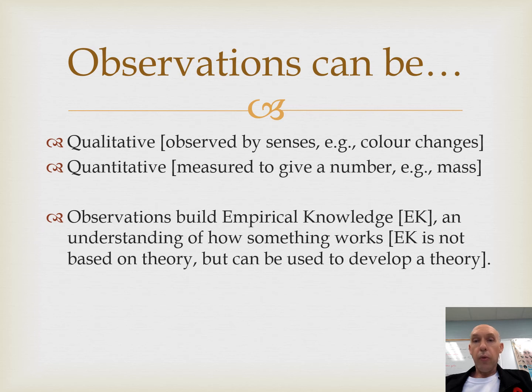Observations build what we refer to as empirical knowledge. Empirical knowledge is an understanding of how something really works. It is not based on theory, it's based on lab experimentation, but it can be used to develop a theory. And generally speaking, empirical knowledge is better than theoretical knowledge. Theoretical knowledge is what we think we know based on a theory, but empirical knowledge is based on what we've done in a lab. Occasionally that empirical knowledge is wrong because we've missed something in an experiment. And if we've missed something in an experiment, then our empirical knowledge can be refined once we find those mistakes.